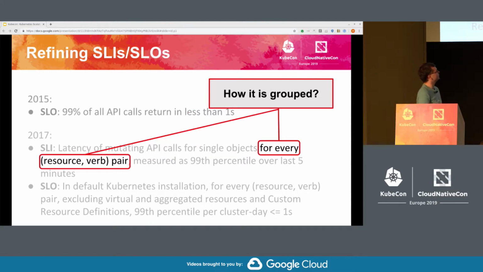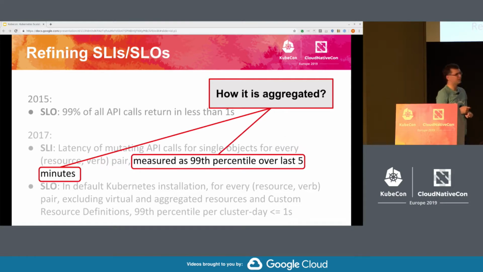So we are saying what is measured. Then we are saying how we group that. We are saying for every resource verb scope, which basically means it's not a single number for this SLI. It's a number of streams of values, separate for every resource verb scope. And finally, we are saying how we aggregate over time: the 99th percentile over the last 5 minutes. In general, we recommend looking at percentiles, not at average or max or something like that. Those are generally bad metrics to provide guarantees for. So yeah, this is about the SLI.